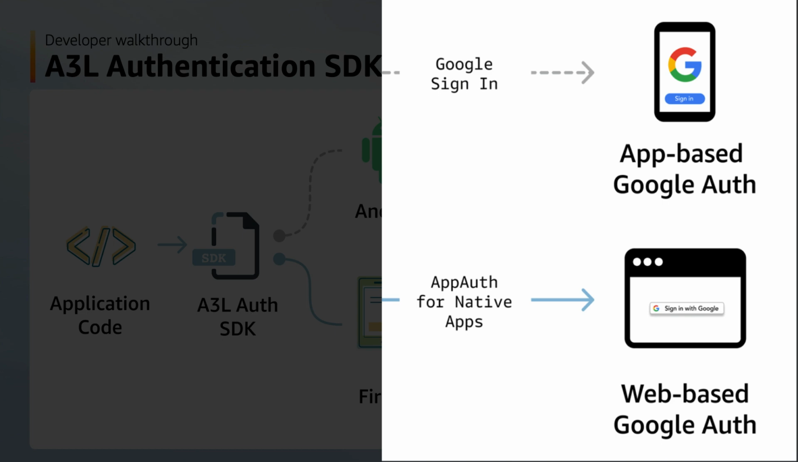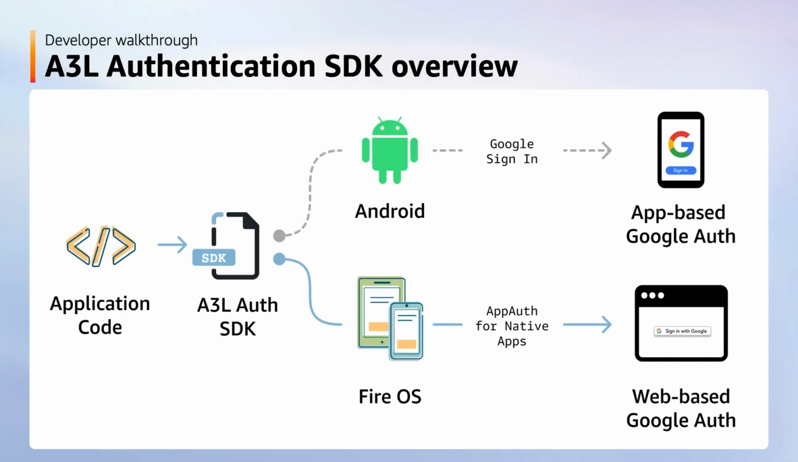AppAuth is a client-side SDK that uses OAuth 2.0 and OpenID Connect to authenticate and authorize users on native apps. The A3L Authentication API structure is similar to that of Google Sign-In, so the amount of effort you need to learn and implement the SDK is minimal.